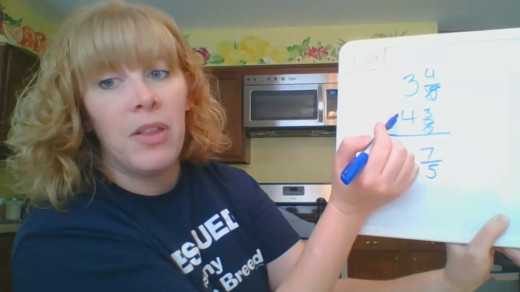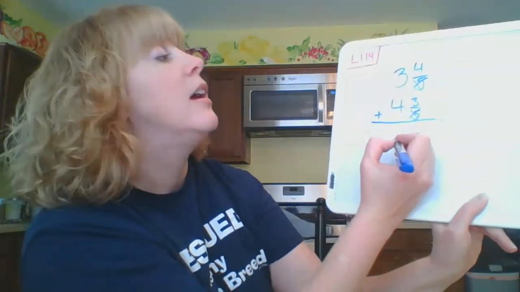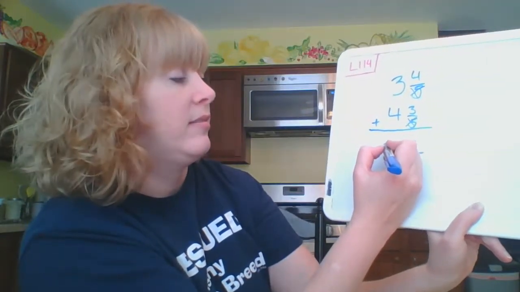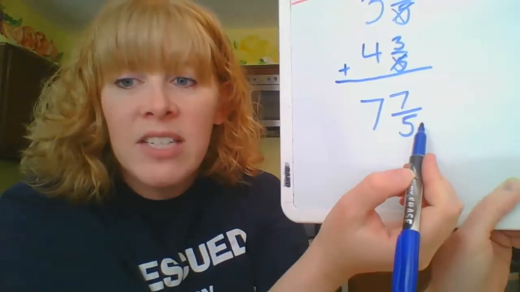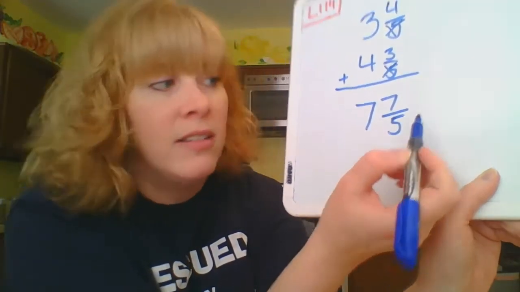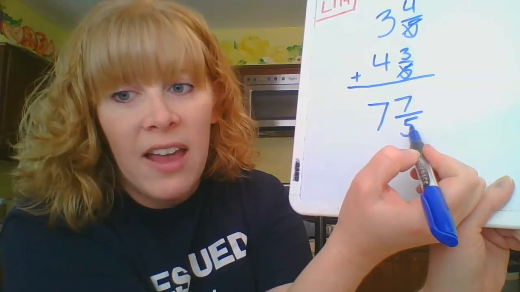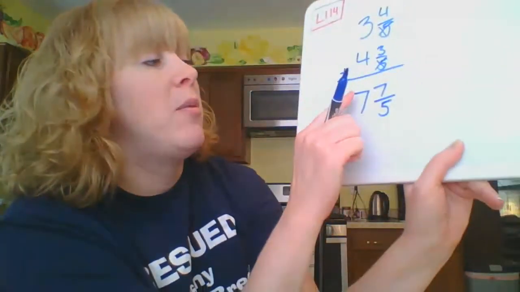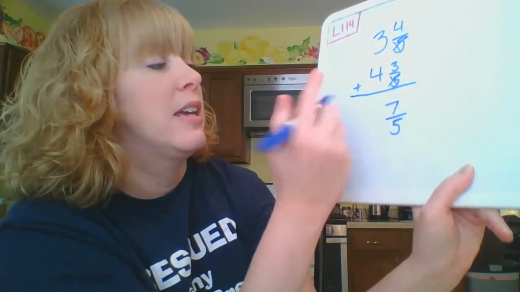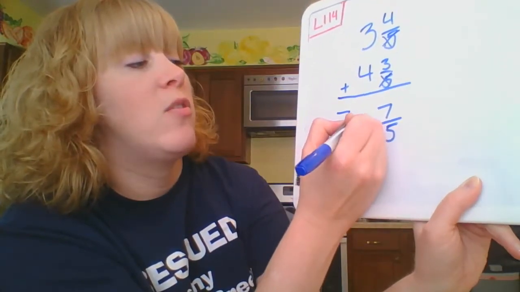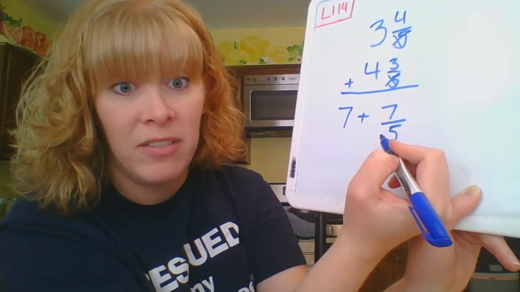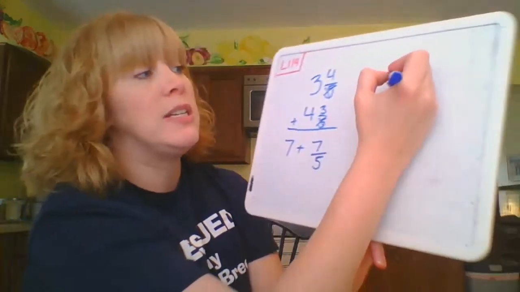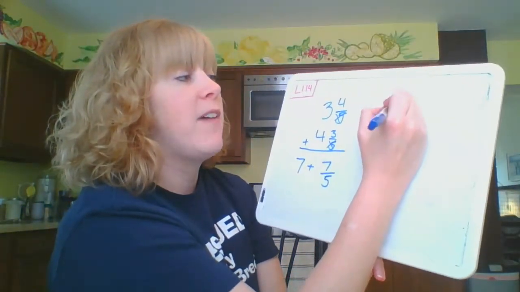And 3 plus 4 is 7. Now, I have a top-heavy fraction, 7/5. So actually, I want to look at this and figure out how I can reduce this, 7/5. So what I would do is 7 divided by 5.